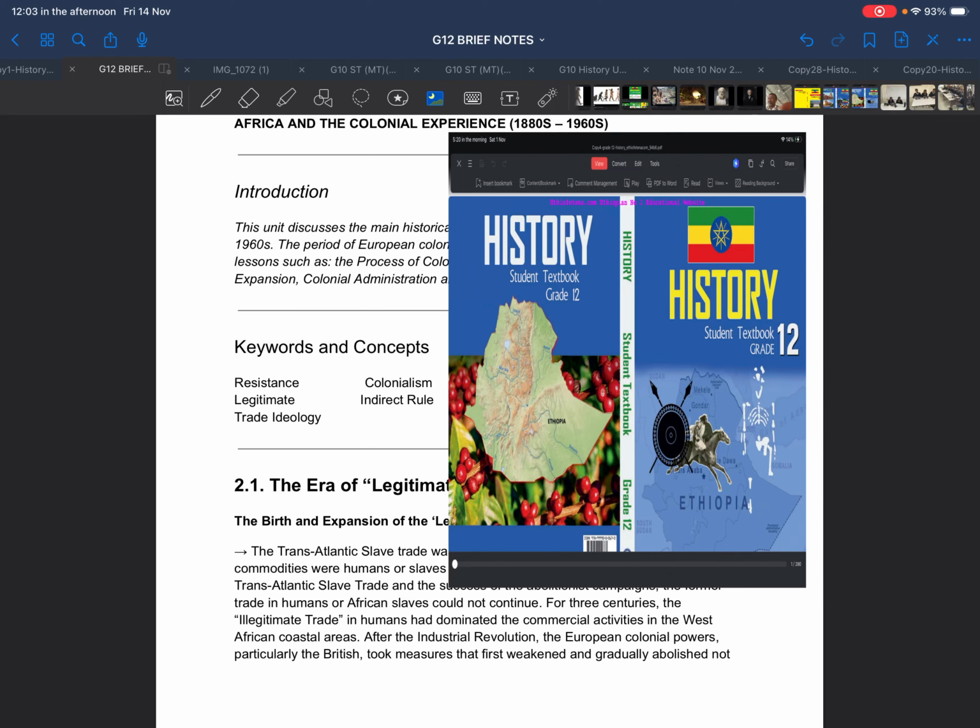Students who are ready to take the university entrance examination. This concerns History of Grade 12, Unit 2, Africa and the colonial experience from the 1880s to 1960s.